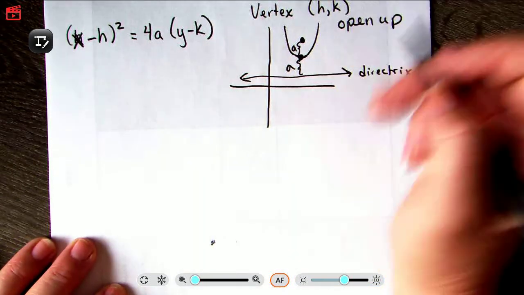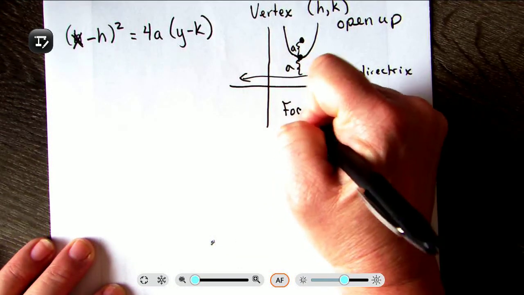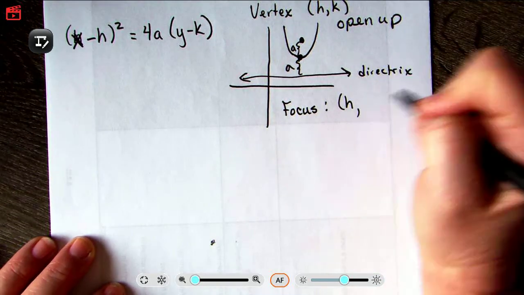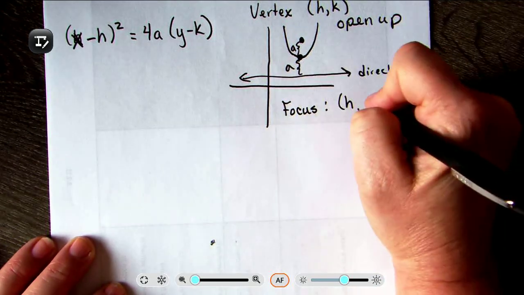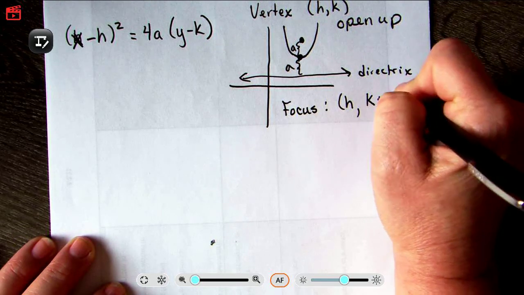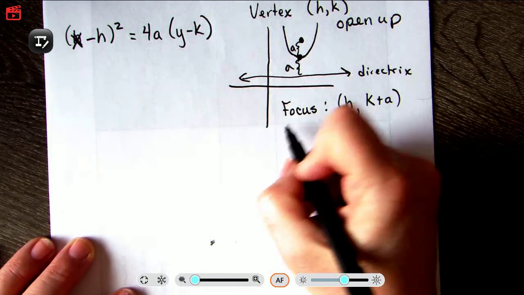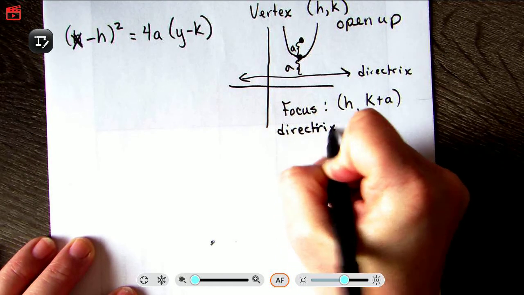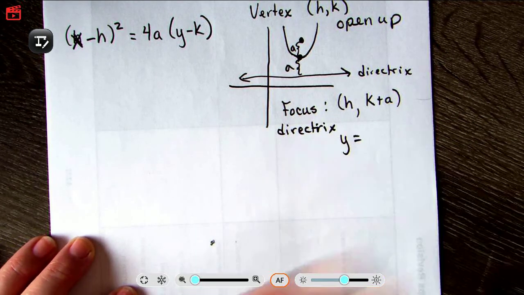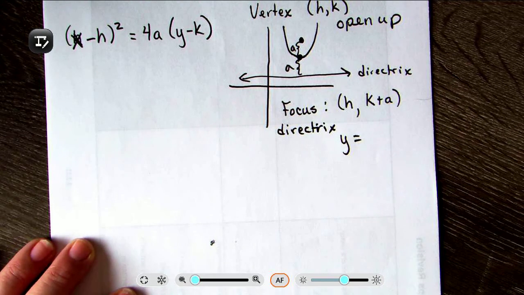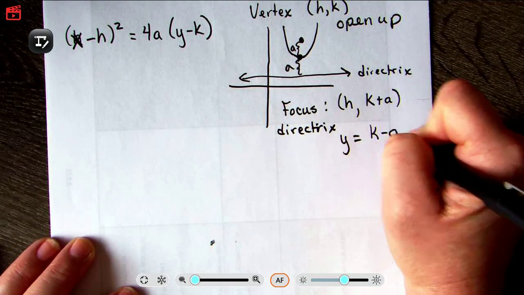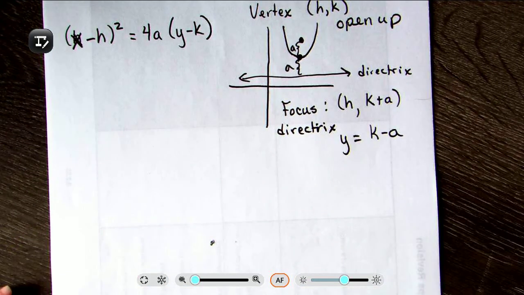So our vertex is this. Our focus is going to be at h. The h does not change, but our k does. So it's going to be k plus a, whatever that happens to be. Our directrix is a horizontal line. The other ones were vertical. So this is y equals, and that would be k minus a, because we're down below.